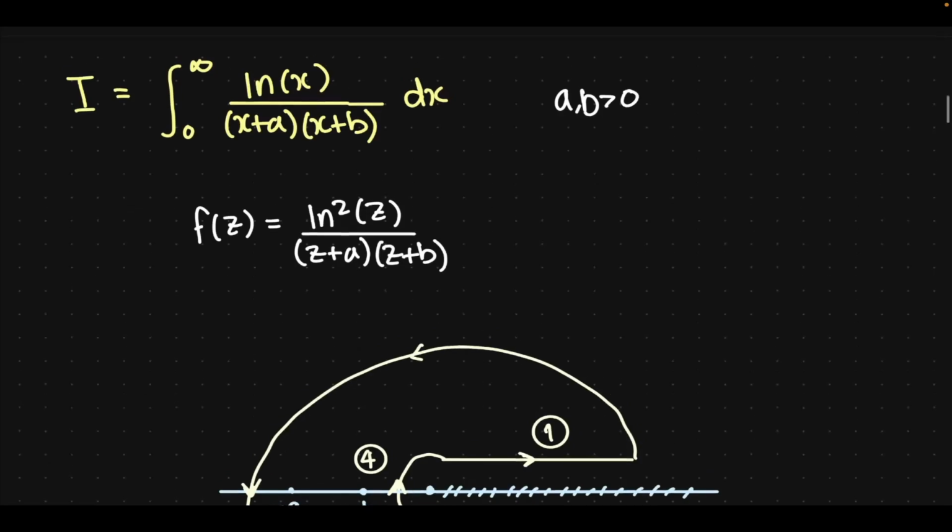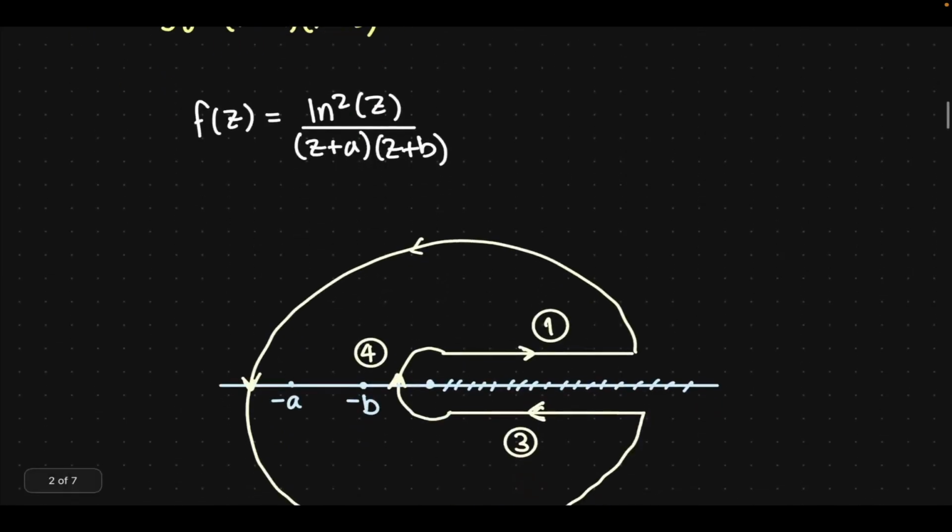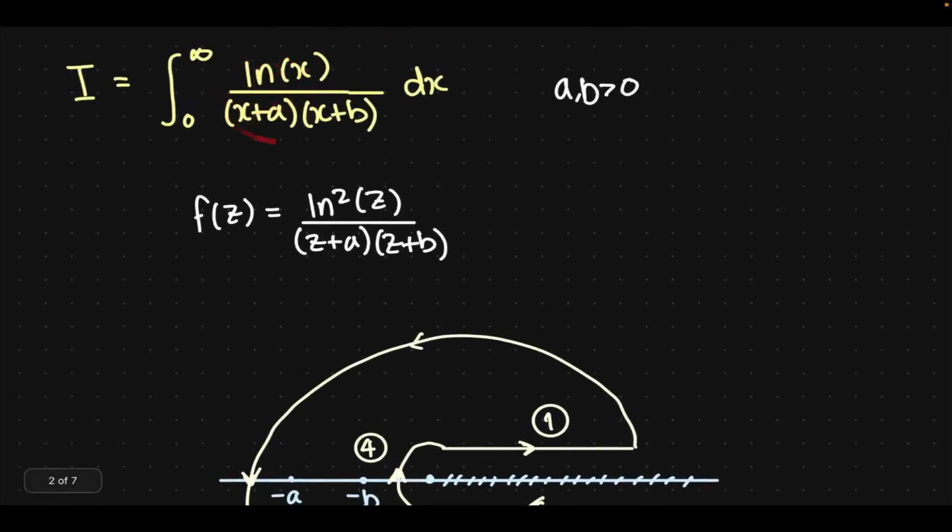First of all, let's recognize what f of z is. Since we're going to be integrating it on the complex plane, we should identify what the complex integrand is. In this case, f of z, where z is a complex number, is ln squared of z over (z plus a)(z plus b). That's right. It's not a mistake that there's a square in the numerator. You'll see why when we get to the calculations, why we need a square and not just the original integrand itself.